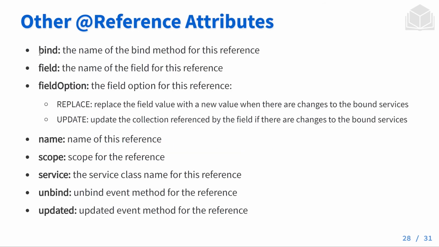Some other @Reference attributes include bind, which is the name of the bind method for the reference; field, which is the name of the field for this reference; and field option, which is the field option for this reference, and those include replace, which replaces the field value with a new value whenever there are changes to the bound services, and update, which updates the collection referenced by the field if there are changes to the bound services. Continuing on, we have name, which is the name of this reference; scope, which is the scope for the reference; service defines the service class name for the reference; unbind is the event method for the reference; and updated is the updated event method for the reference.